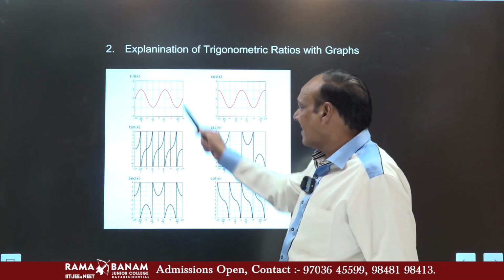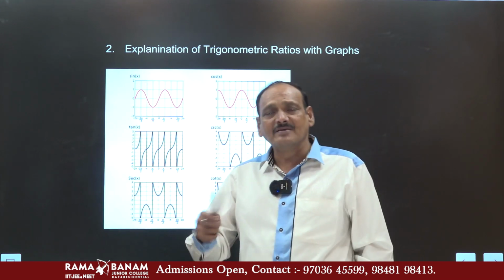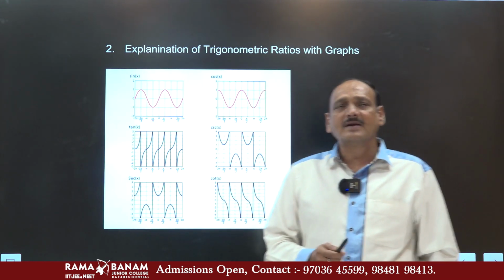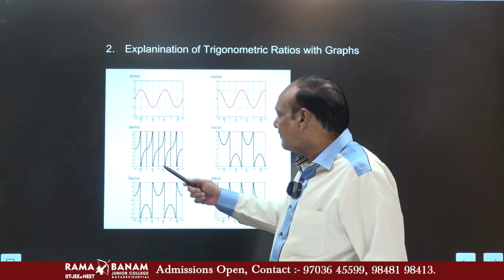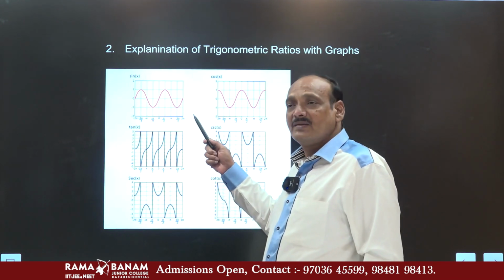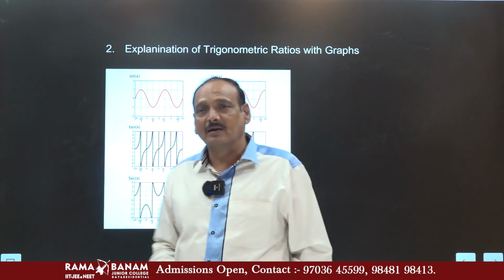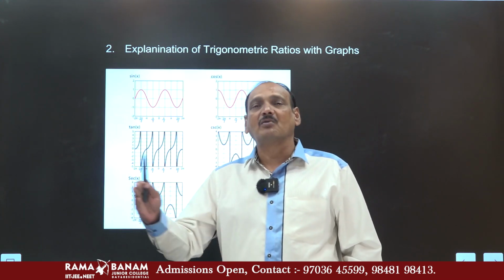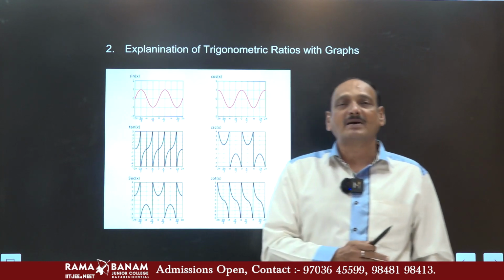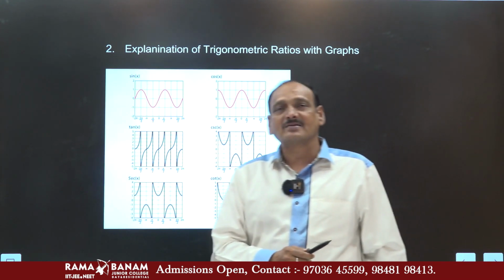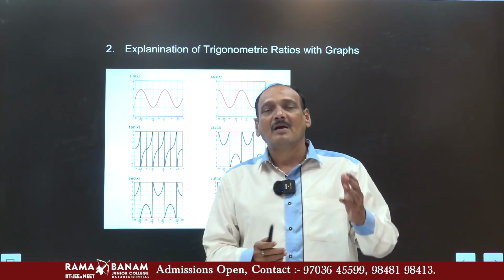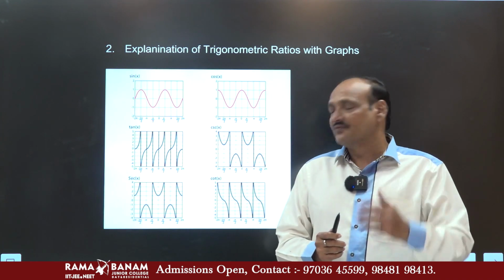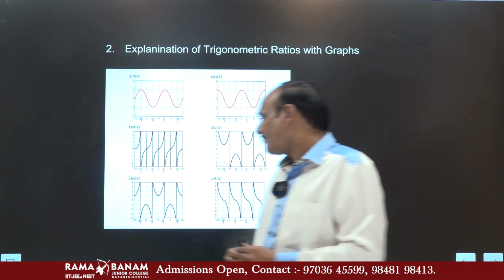This is the graph of tan x. And what is the range of tan x? The range of tan x is minus infinity to plus infinity, an open interval, because it cannot be a closed interval: the value is not equal to infinity and not equal to minus infinity. Therefore the tan x value lies between minus infinity and plus infinity in the open interval.